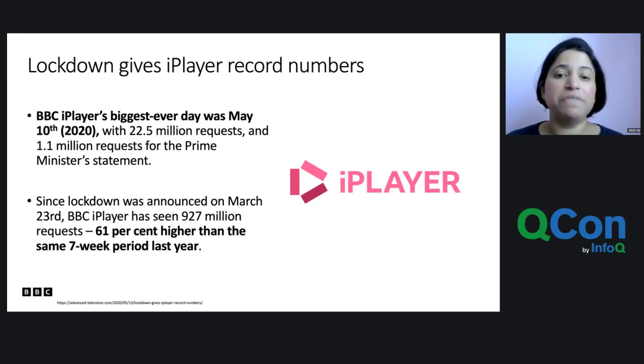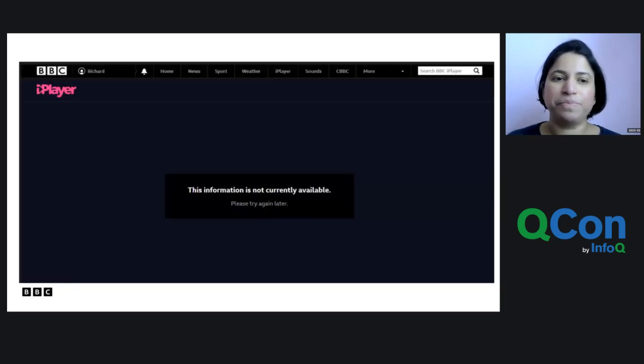BBC iPlayer's biggest ever day was May 10th, and this was a Prime Minister's statement regarding the lockdown. And to again show you the data, when we looked at the data, we realized that it was almost 61% higher than the same 7-week period the previous year. So what happened on 10th of May when people came to us in record numbers? iPlayer crashed. We had a momentary incident on iPlayer.